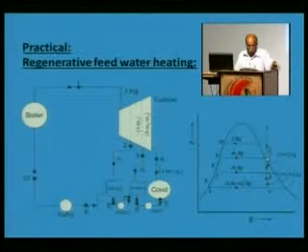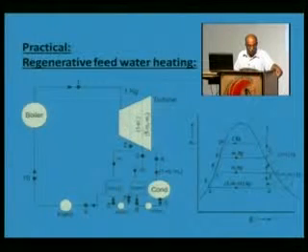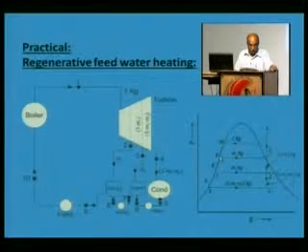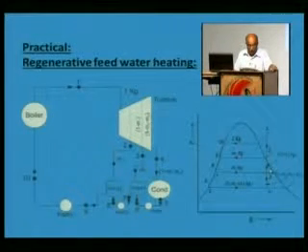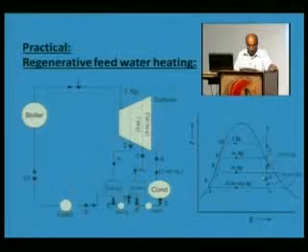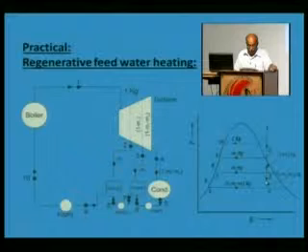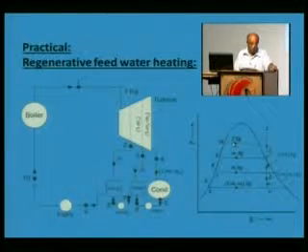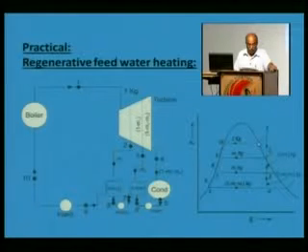1 to 2 steam expands in this region, then at 2 some quantity M1 is being extracted and mixed with feed water at 0.9. Then 2 to 3 expansion takes place for the remaining steam, 1 minus M1 kg. M2 kg is taken out and mixed in the feed water, and the rest of the steam expands to the lowest pressure. So, that shows the TS diagram for regenerative feed water heating.